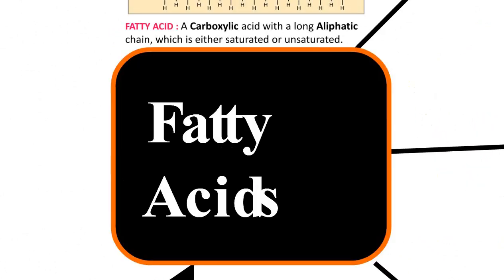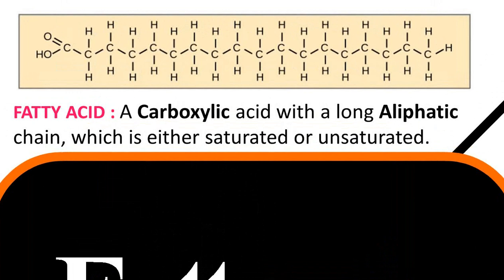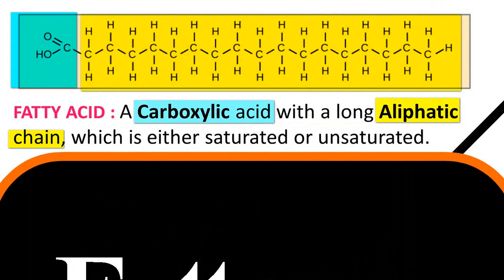Coming to the fatty acid, this fatty acid can be defined as a carboxylic acid with a long aliphatic chain, and this aliphatic chain may be saturated or unsaturated. In these fatty acids, the functional group is the carboxylic acid, and this carboxylic acid is linked with a long aliphatic chain, which may be saturated as well as unsaturated.